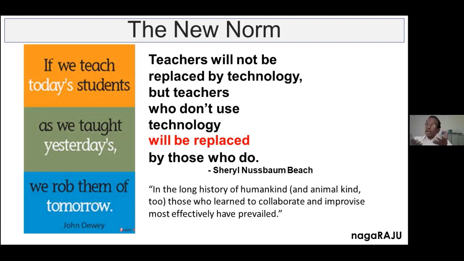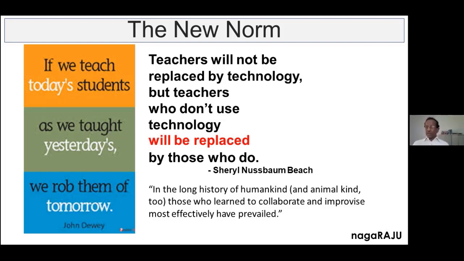Unless I continuously evolve, continuously update myself, upskill myself, my presence is almost irrelevant. If we teach students today the same way as we taught them yesterday, what happens? It's not a harm done to me alone. I may lose a job, that's a different thing. But the greater problem is I am robbing my students of my future.